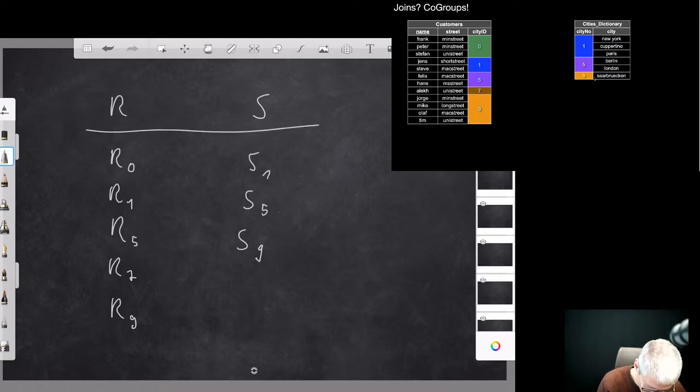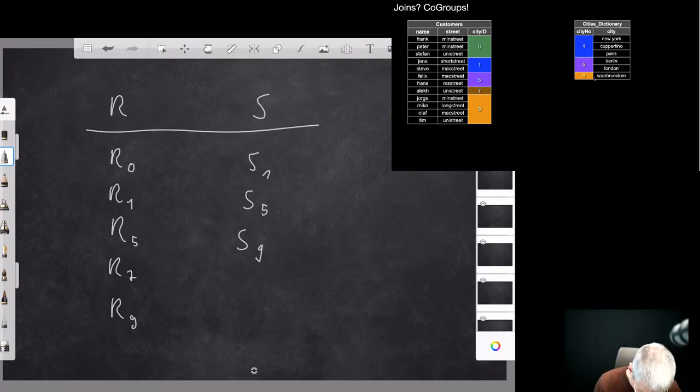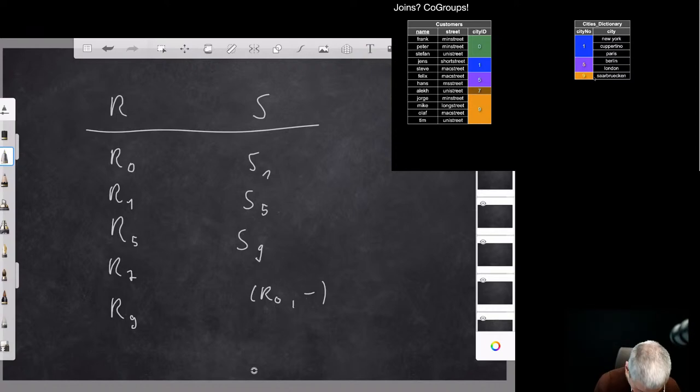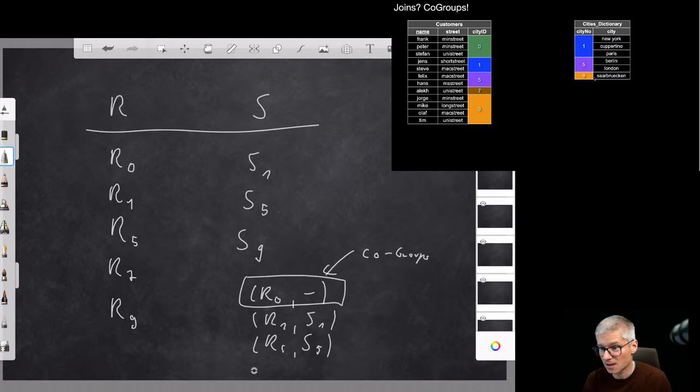So the question is, how do I compute the join, assuming that I already have those partitions available? With those numbers, I can build tuples of partitions. I could say there's an R0, empty tuple because there is no S0 partition. I could create an R1, S1 tuple. I could create an R5, S5 tuple, and so forth. And those tuples here are called the co-partitions or the co-groups. So I just did that by horizontally partitioning R, horizontally partitioning S, based on their join attributes, and assigning partitions having the same key to the same tuple, to the same cogroup. And that's what I depicted here.